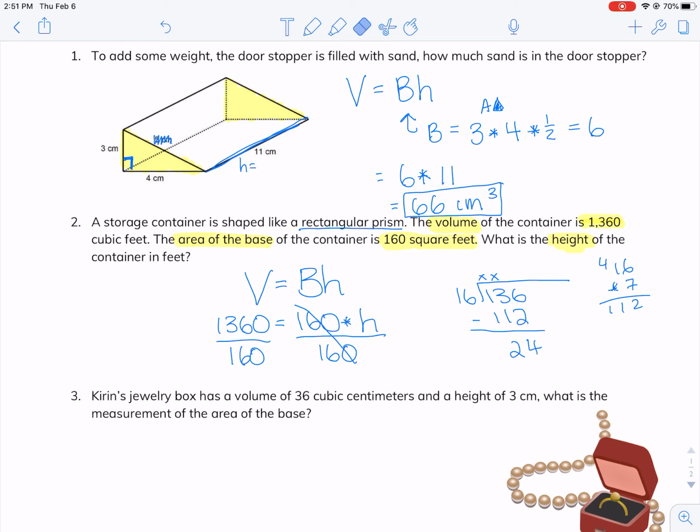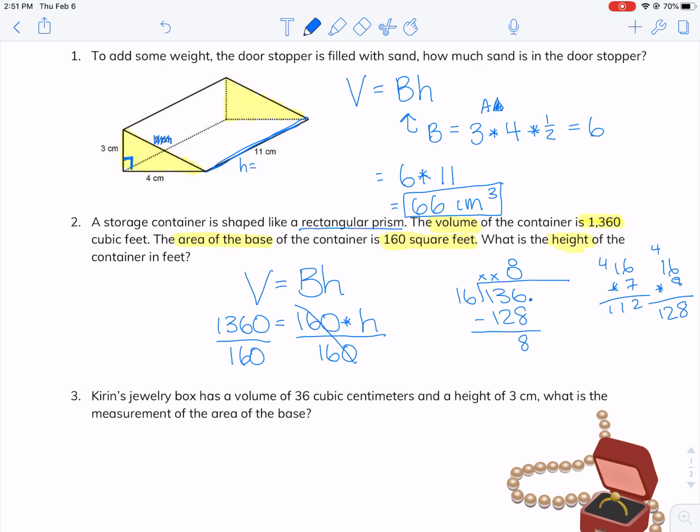So we should know that it goes in there more than 7 times. So I'm going to guess again. I'm going to do 16 times 8. 6 times 8 is 48. Carry the 4. 8 times 1 is 8 plus 4 is 12. So now I'm going to try 128. And if you subtract it, you get 8. That is a number less than 16. So I know that 8 is going to work. 8 times 16, 128. Subtract it and we got 8.